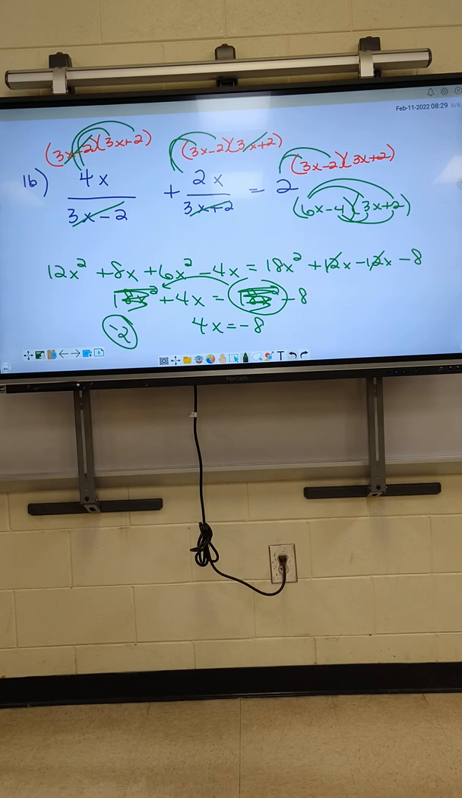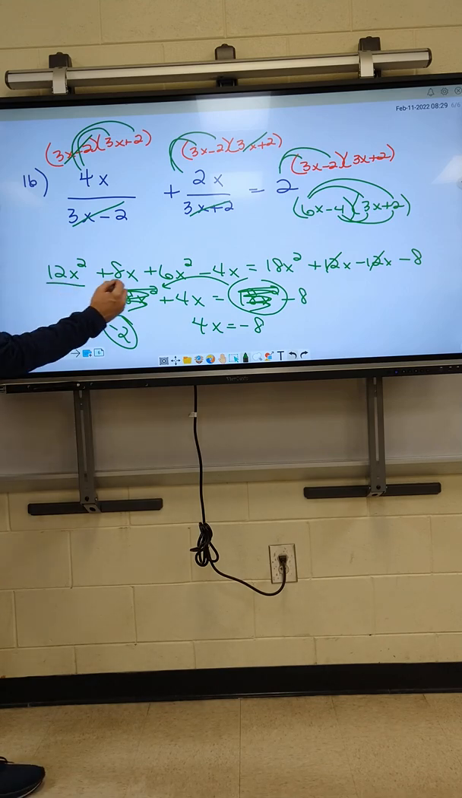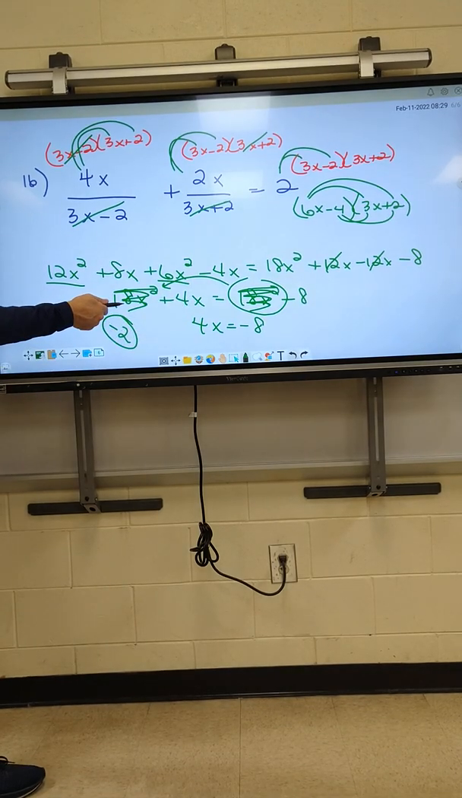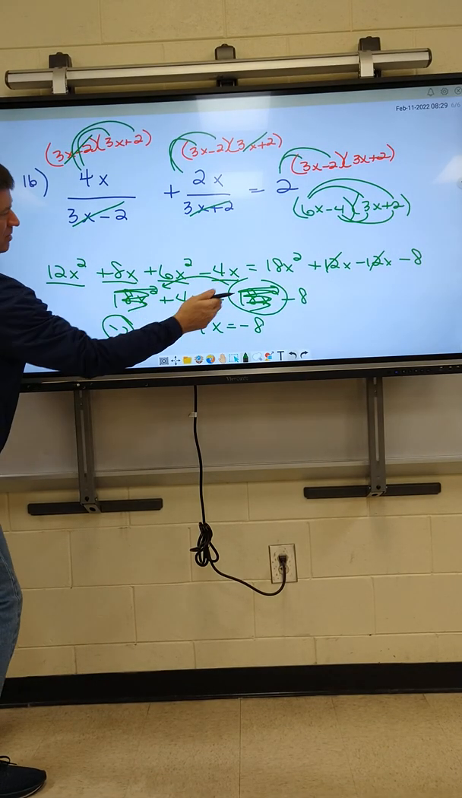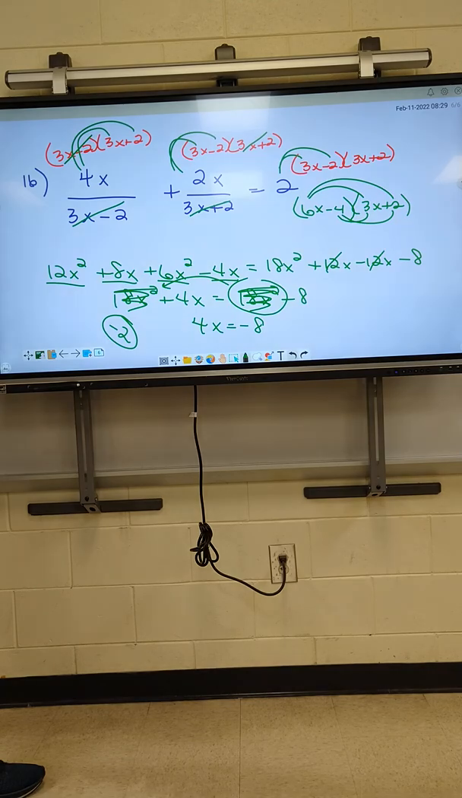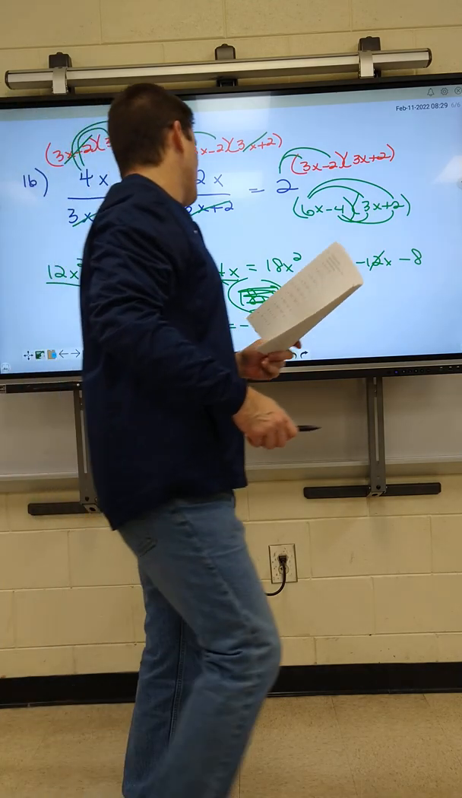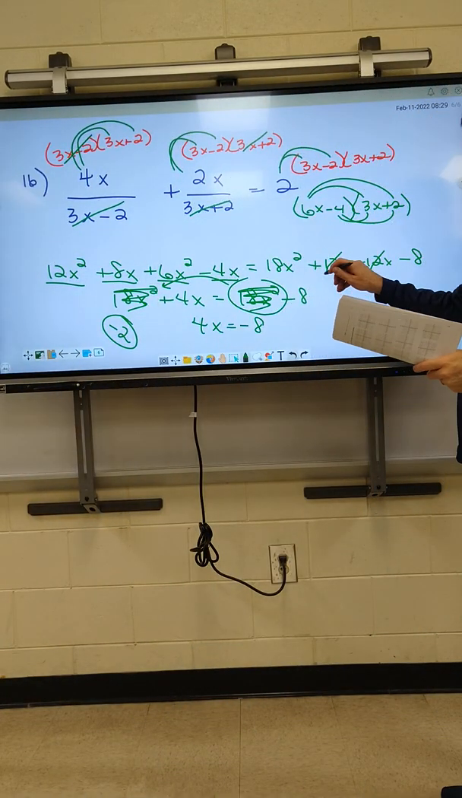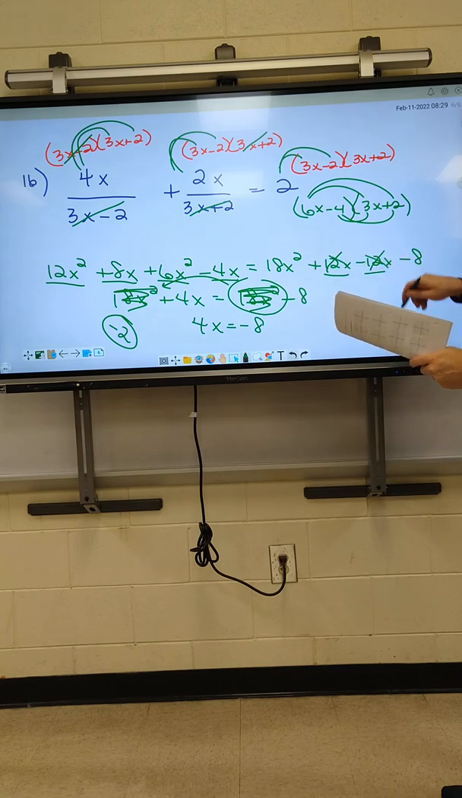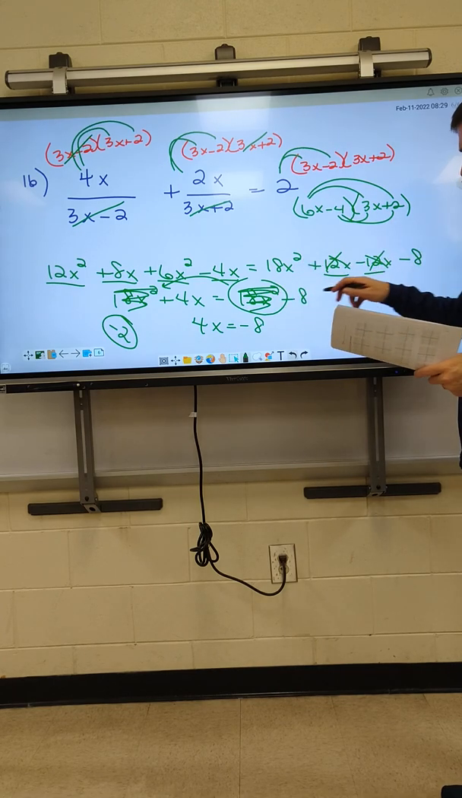Which part you got a question on, Beck? Okay, I added these two up right here, I got 18x squared. I added these two up right here, I got positive 4x. And then I did the same thing back over here. When I added these two up, they just canceled out, so I just marked them out. So I just brought down 18x squared minus 8.